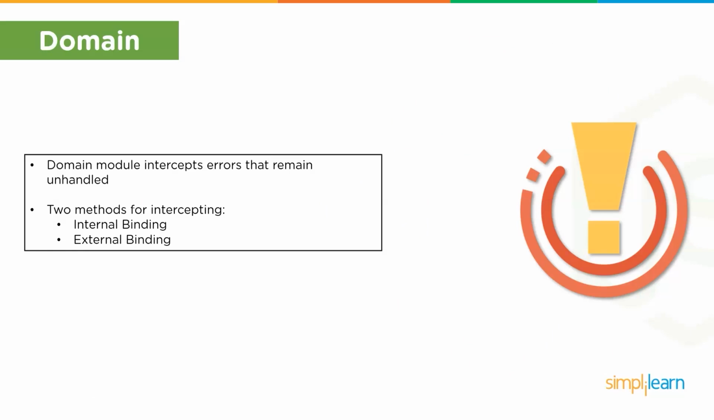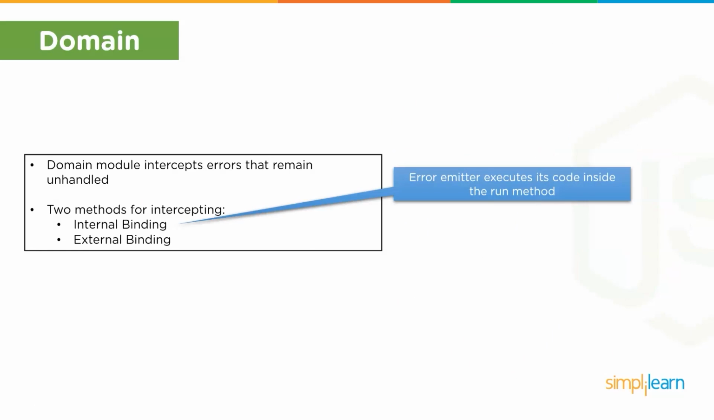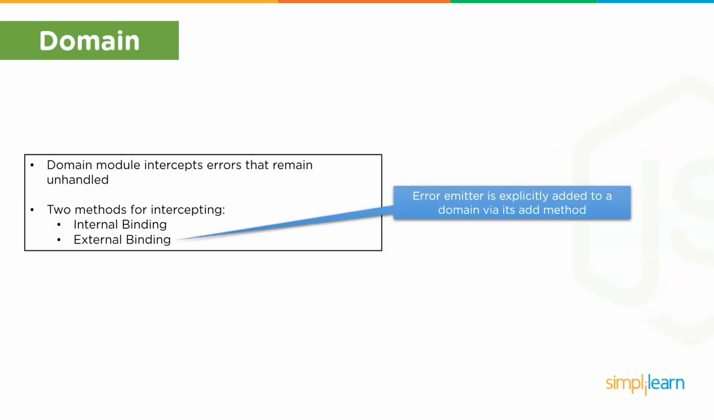Firstly, we have internal binding. In this case, the error emitter executes its code inside the error method. Next up is the external binding. Here, the error emitter is explicitly added to a domain via its add method.